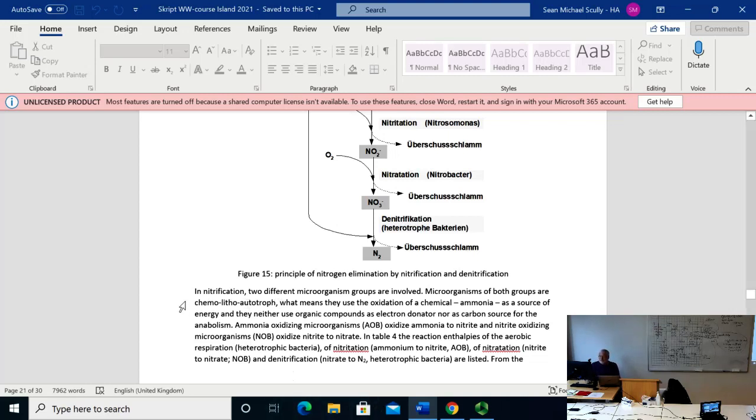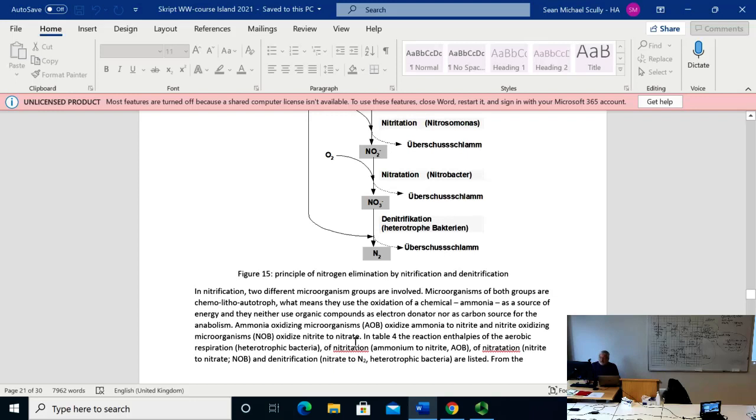Okay, in nitrification, two different microorganism groups are involved. Microorganisms of both groups are chemolithoautotroph. It means they use oxygen. They use the oxidation of a chemical, ammonia, as a source of energy. They neither use organic compounds as electron donors nor as carbon source for the anabolism. So ammonia oxidizing microorganisms are now called AOBs. That's pretty new. That started with the Anamox process that you differentiate them. They oxidize ammonia to nitrite, and nitrite oxidizing microorganisms are called NOBs.